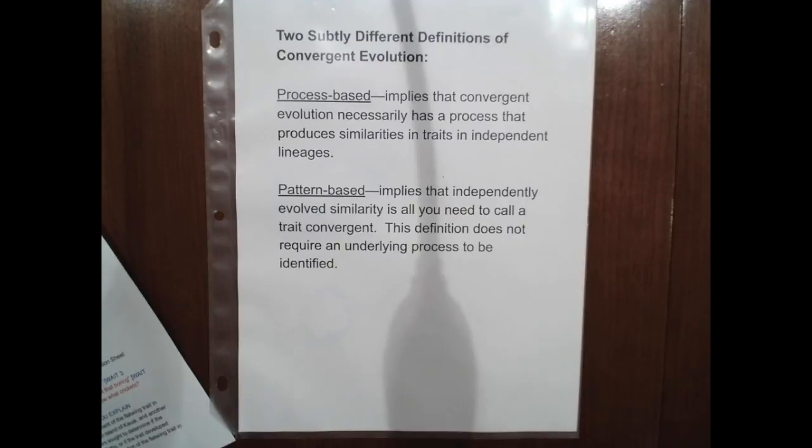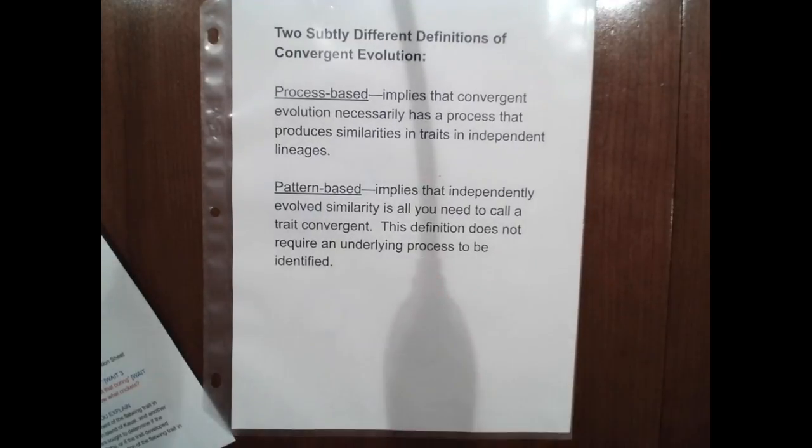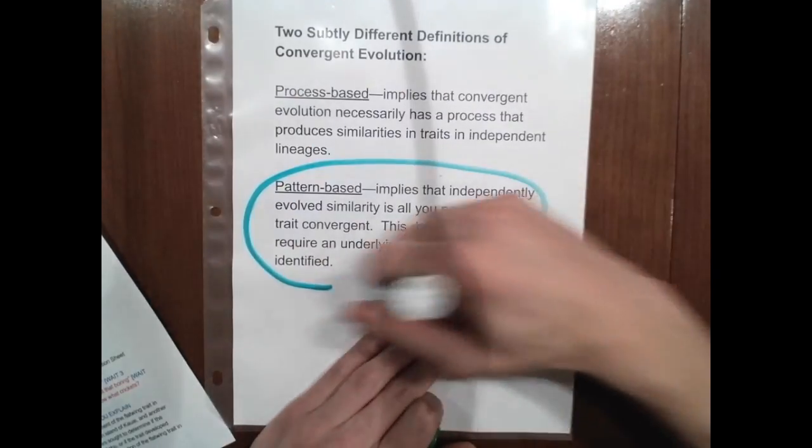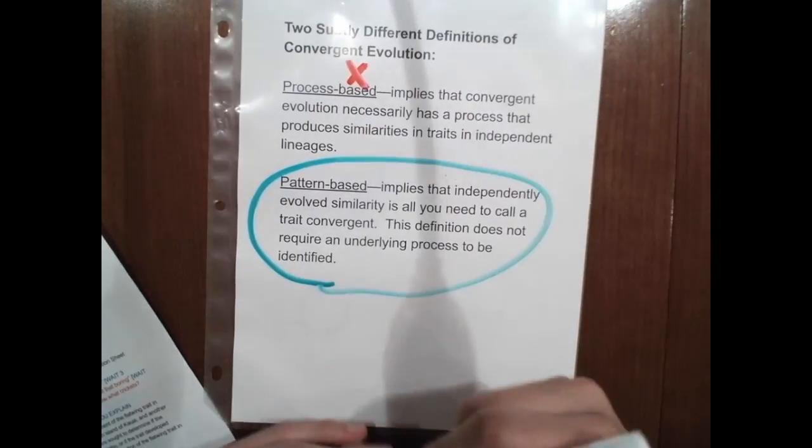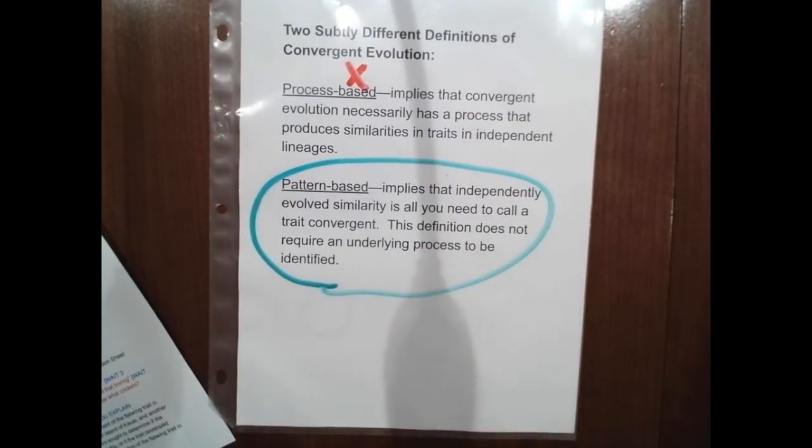Now, the pattern-based definition of convergent evolution is preferable to the process-based definition for several reasons, one of which is because homoplasies are often the result of a confluence of factors, and that truth is sort of obscured with the process-based definition. So let's go ahead and put a big green circle around pattern-based. We like that one. Let's go ahead and put an X around process-based. Generally preferred is the pattern-based one.